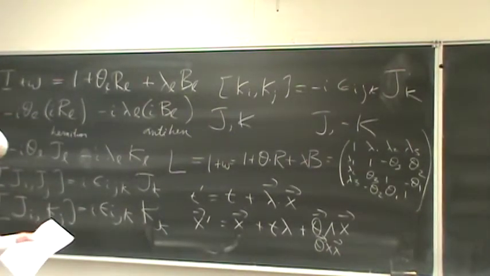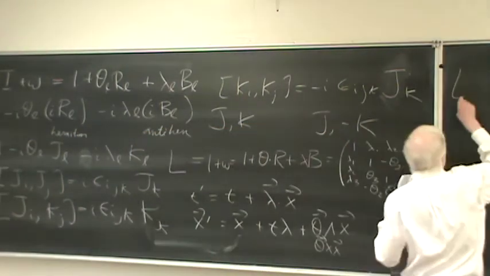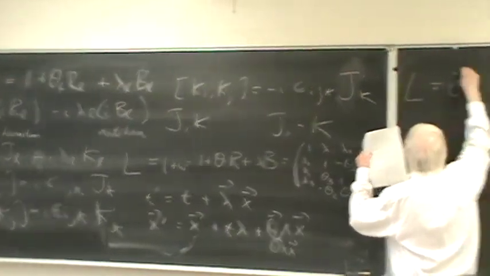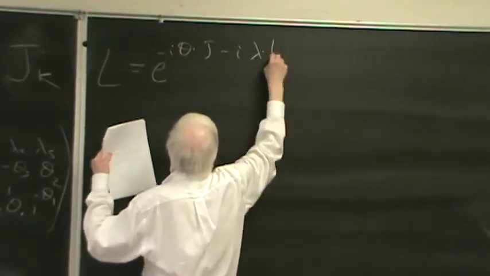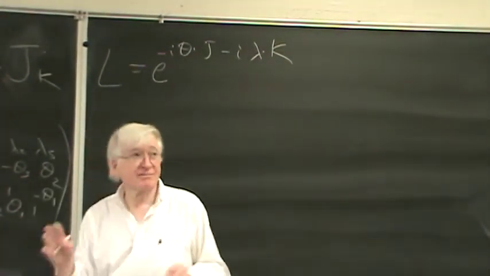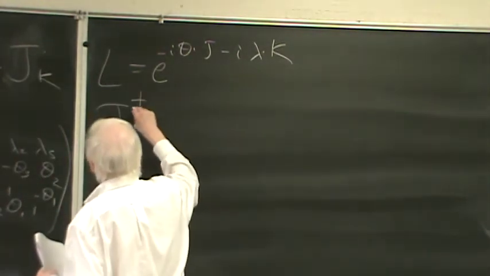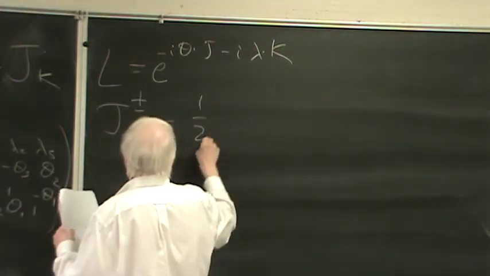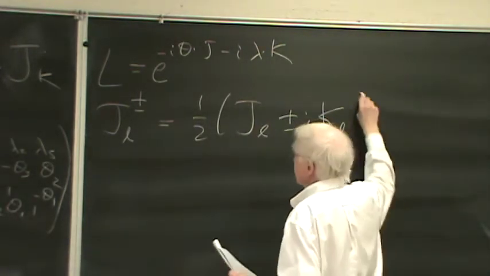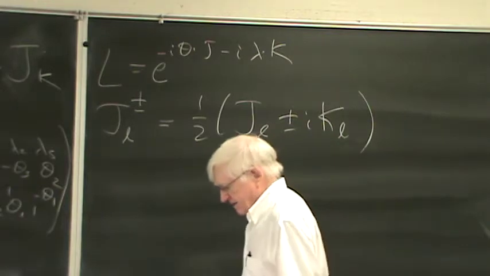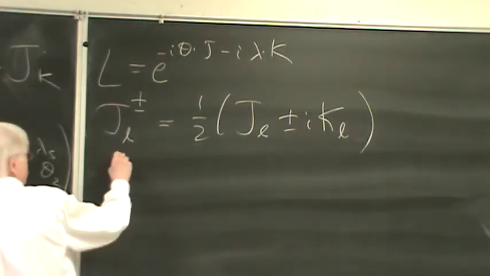Okay, so what is this Lorentz matrix? This Lorentz matrix then is e to the minus i theta dot J minus i lambda dot K. Now, here's the magic. 4 minutes of magic. You define J_L plus or minus as 1/2 (J_L plus or minus i K_L). And you might say, oh, that's just silly, but it's not silly because it's remarkable what happens.